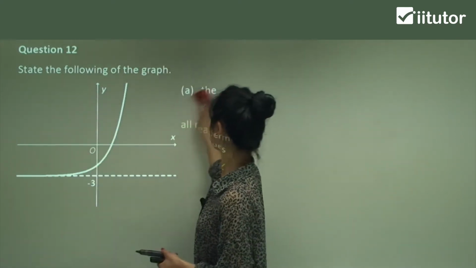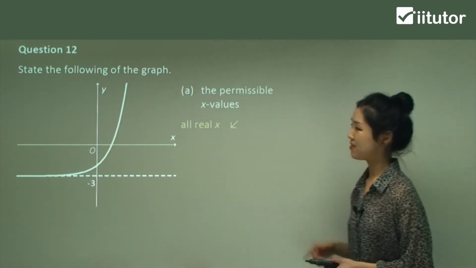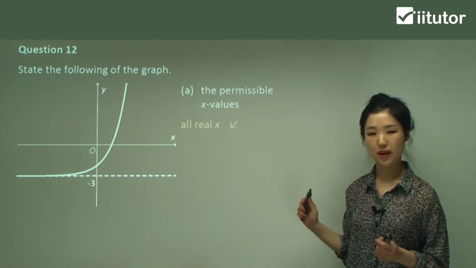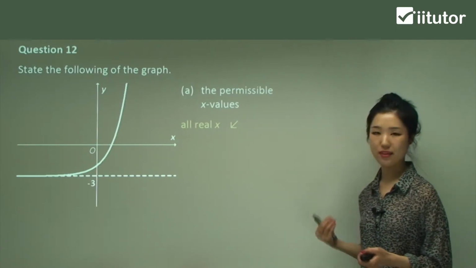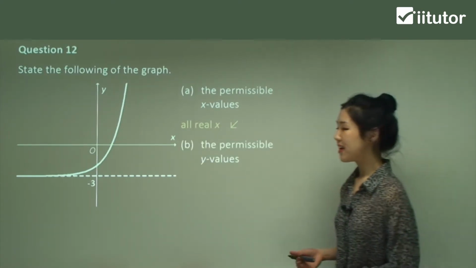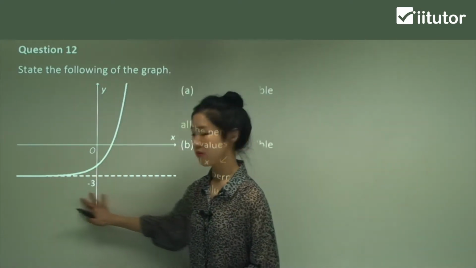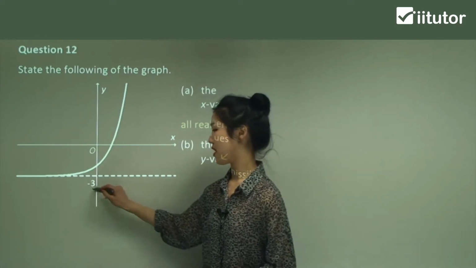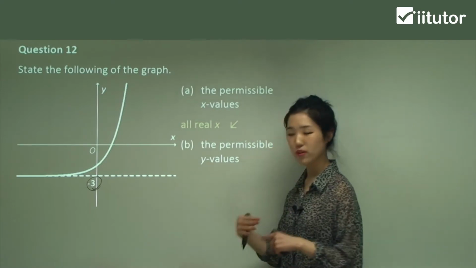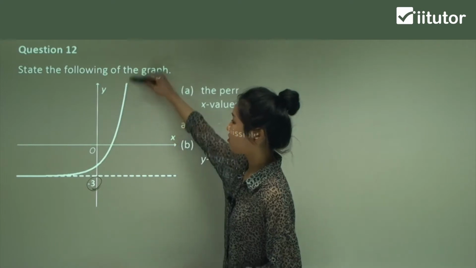Okay, guys. Now that was A, so make sure you understand that first. Try to sketch it on your paper by yourself and see if you can understand what I'm saying, because this is very important. Now for B, the permissible y values. Now, look, guys, no part of the graph is below -3. -3 is the minimal point of the graph, right? It's the smallest value of the graph. Now it's going to go from -3, it just continues on and on and on.